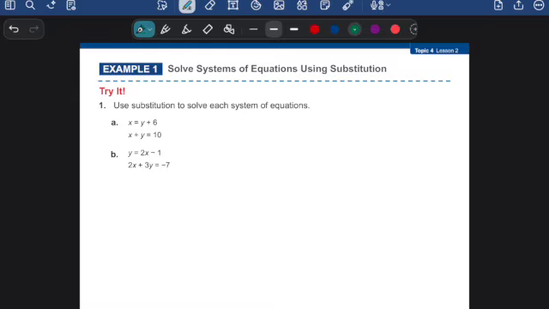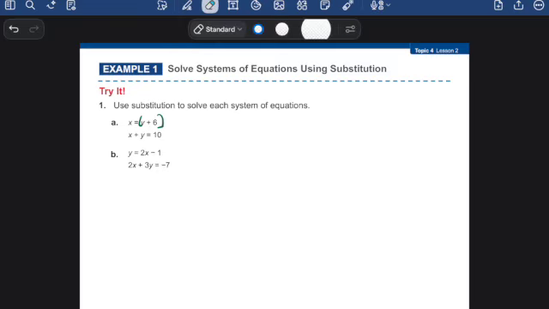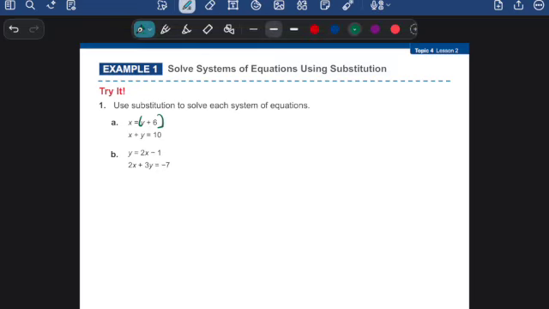So again, whatever variable they're telling you, let's put it in parentheses. So this time, we don't have an equation in slope-intercept form, but we do know what x equals. X equals y plus 6. So I'm going to put y plus 6 in parentheses. That's what I'm going to substitute into my second equation for x. Make sure you're substituting into the correct variable.